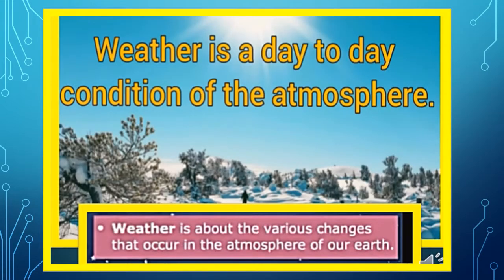Now children, all of you know what is atmosphere. Yes, the air which surrounds our earth is called atmosphere. So what is weather? Weather is the day-to-day condition of the atmosphere. The various changes that occur in the atmosphere change minute to minute, hour by hour, or day to day.